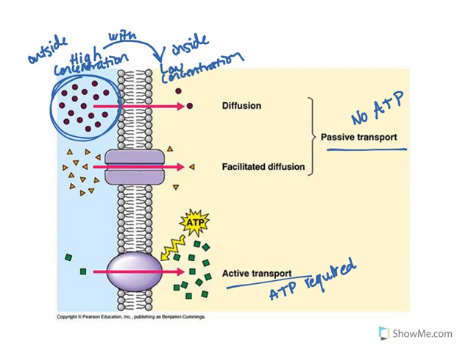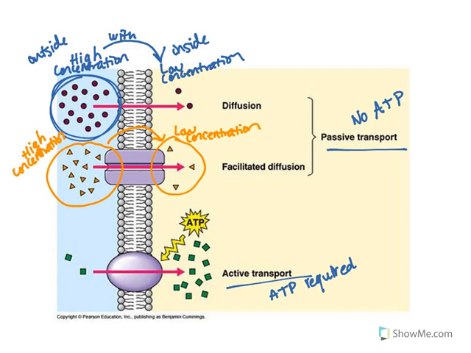In facilitated diffusion, I also see a high concentration. I'm going to write high concentration on the outside, and I see a low concentration with those triangle molecules. So that's similar to diffusion, and there's an overall net movement from high to low that's going with, once again, the concentration gradient. But the difference, there is a difference, is that I see this purple guy right here.